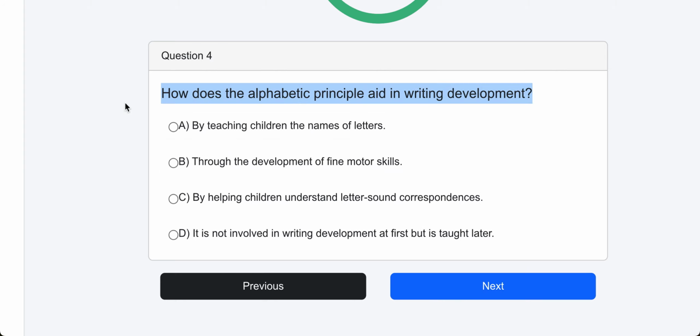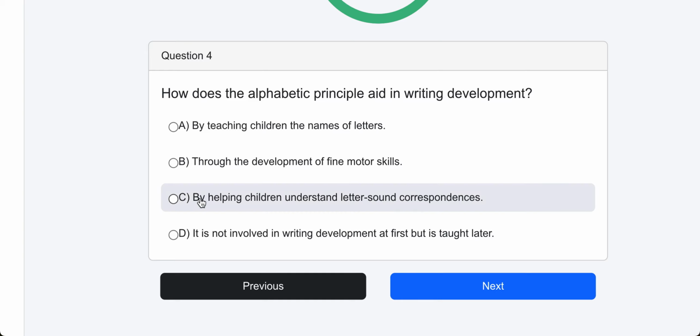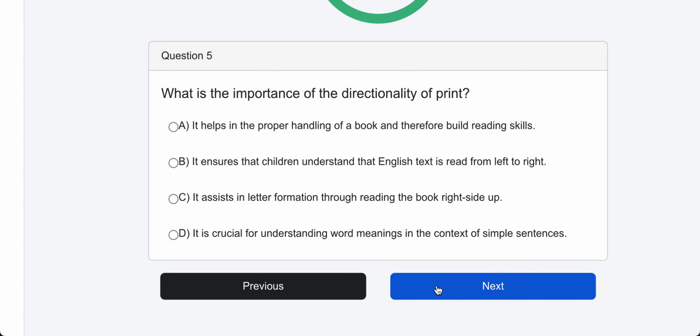All right, moving on to question number 4. This one reads, how does the alphabetic principle aid in writing development? Select your answer option and we'll talk about it. All right, so remember that the alphabetic principle helps in writing by enabling children to understand how letters represent sounds in the words that they write. And so we're going to go ahead and select answer option C, by helping children understand letter-sound correspondences.